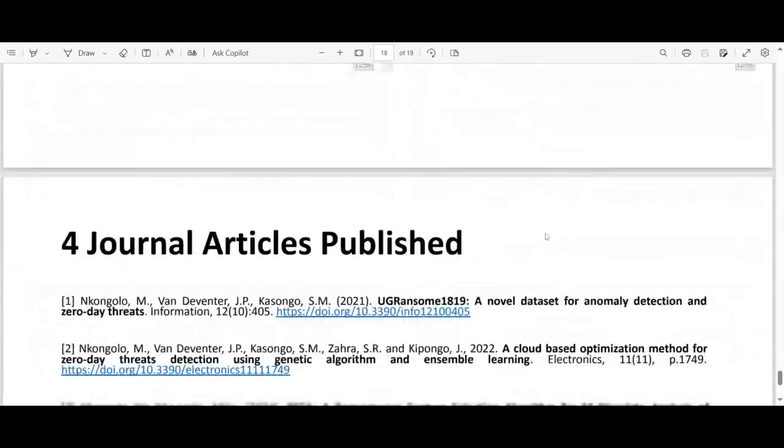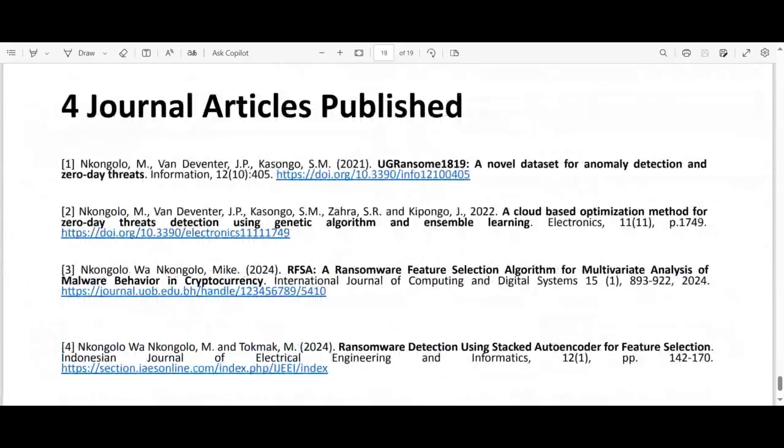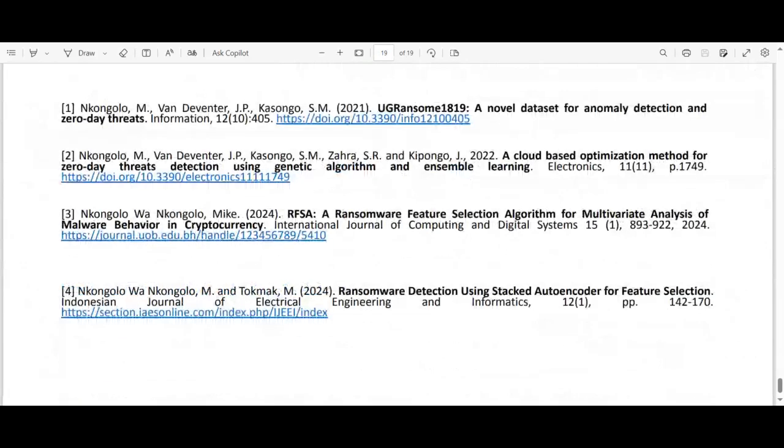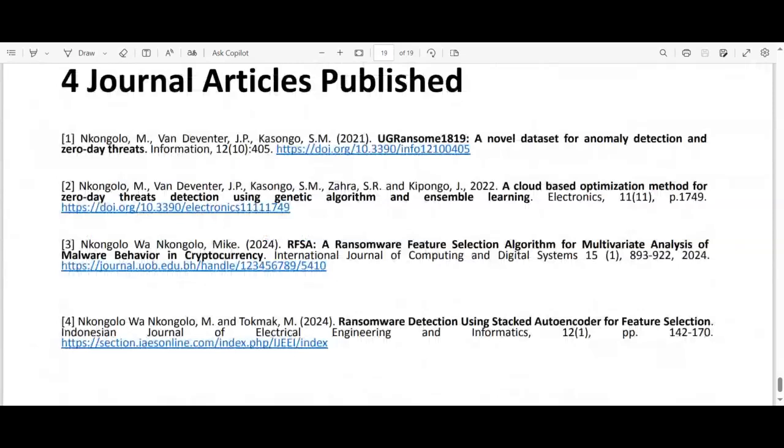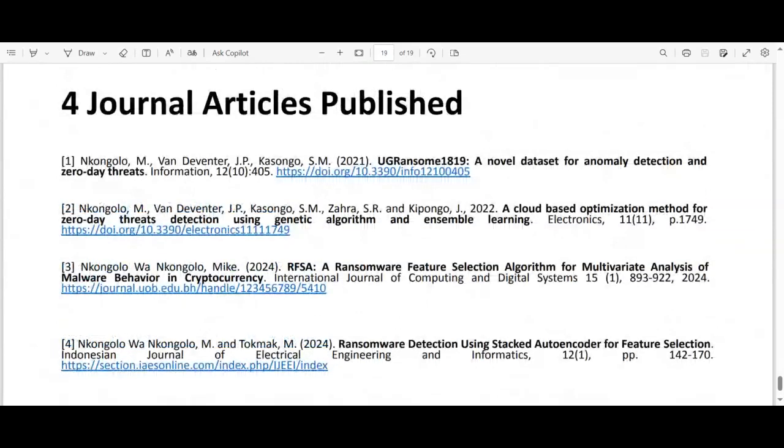This research has been published through 4 journal articles, which are actually available from 2021 up to 2024. We published 4 journal articles, which are actually available online.